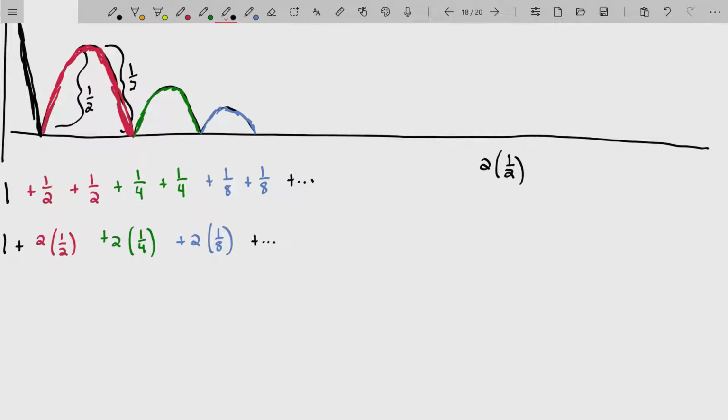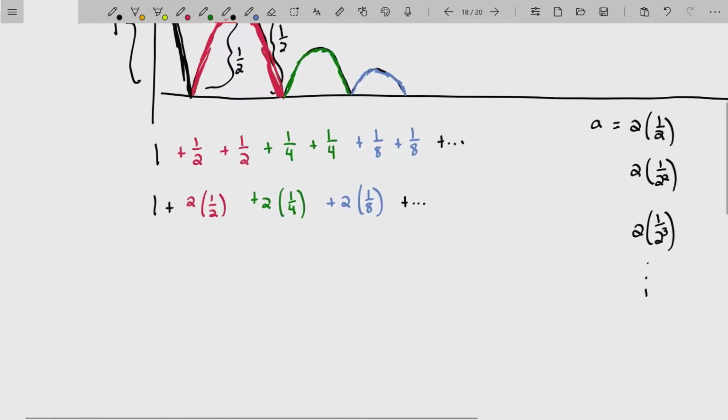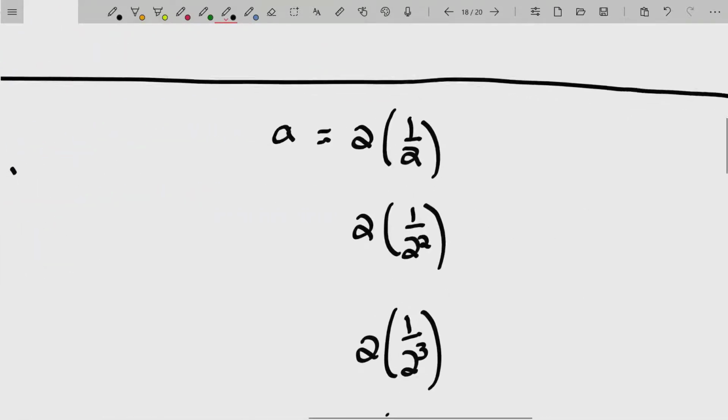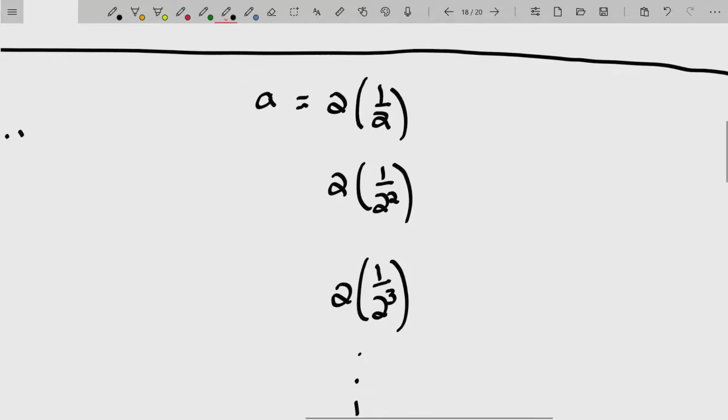It's 2 times 1/2, and then 2 times 1/4, which is 1/2 squared, and then 2 times 1/2 cubed. Okay. And so on and so forth down the line. And you could see that the initial value, at least for the colorful chunk right here, is 2 times 1/2, which we know is 1. I know, I totally get that.